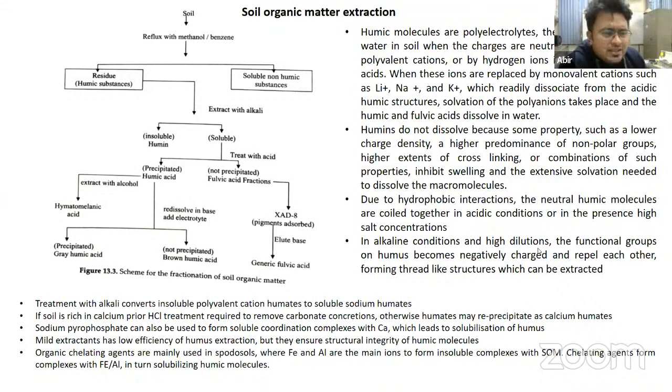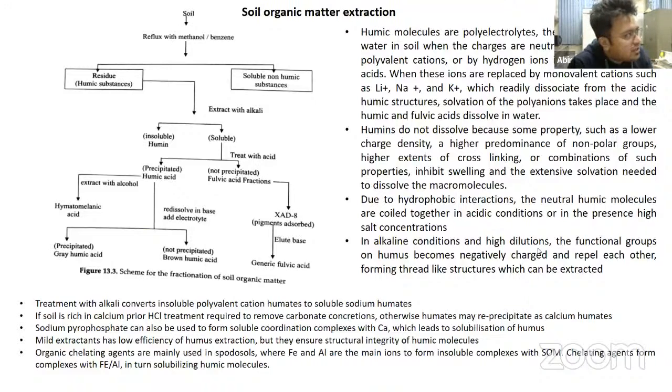Now there are several other fractions we can quantify from these humic and fulvic acid fractions. If we extract with alcohol, we can extract a portion of humic acid, which we term hymatomelanic acid. Then again we can redissolve that humic acid in a base and electrolytic solution, means we add some salts. Then some will be precipitated, that is gray humic acid, and some will remain in solution, that is brown humic acid. This is in basic solution.